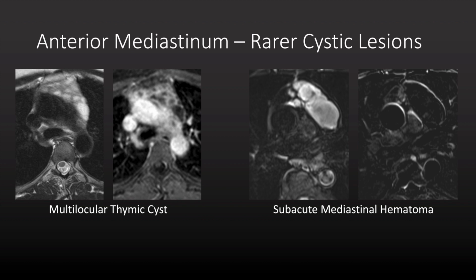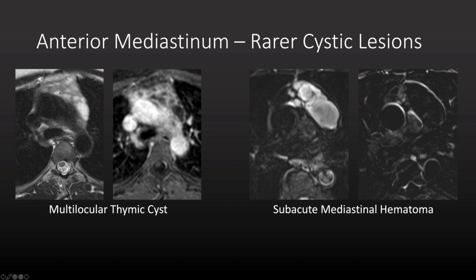More rarely, but something to be aware of, are other cystic lesions. So here is the multilocular thymic cyst, which basically is a proliferation of lymphoepithelial cysts within the thymus. It's analogous to what you can see in the salivary glands in patients with HIV or Sjogren's syndrome, but you can see it in the thymus as well, again in the same patient population.